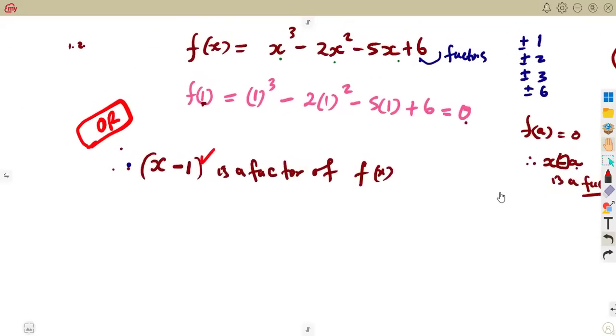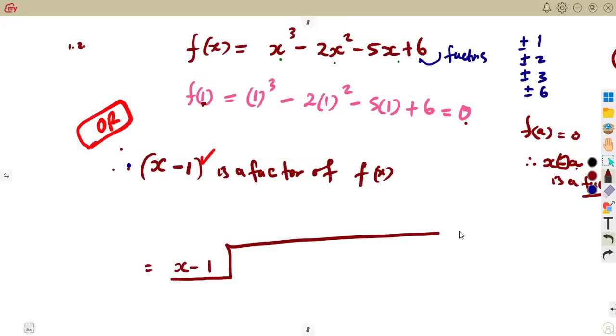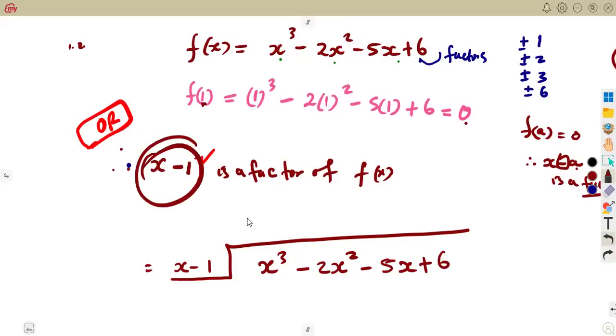All right? So let us just use our space here. So we're going to take our f of x like this, okay? So it will be our factor x minus 1 into f of x, which is x cubed minus 2x squared minus 5x plus 6. That's for the long division using the one that you said is your factor.